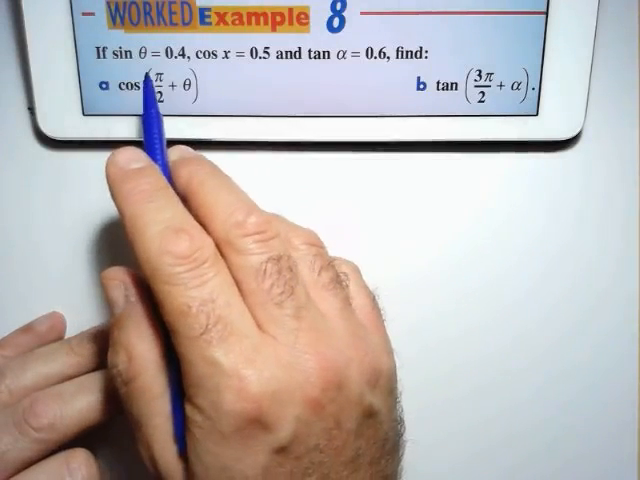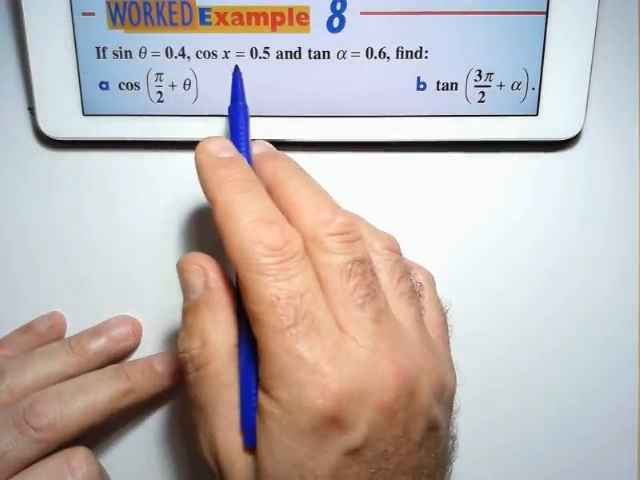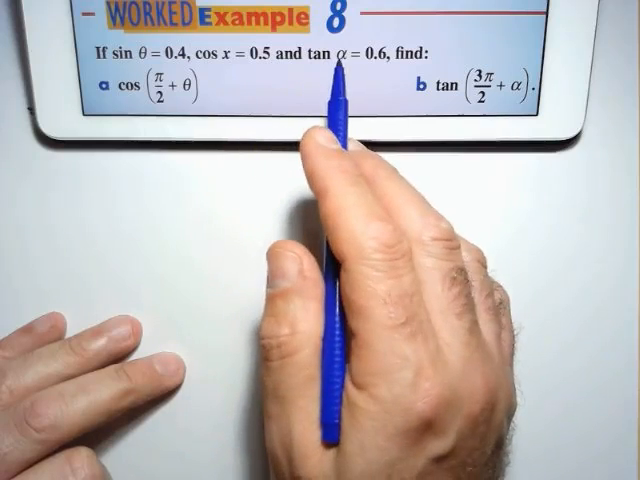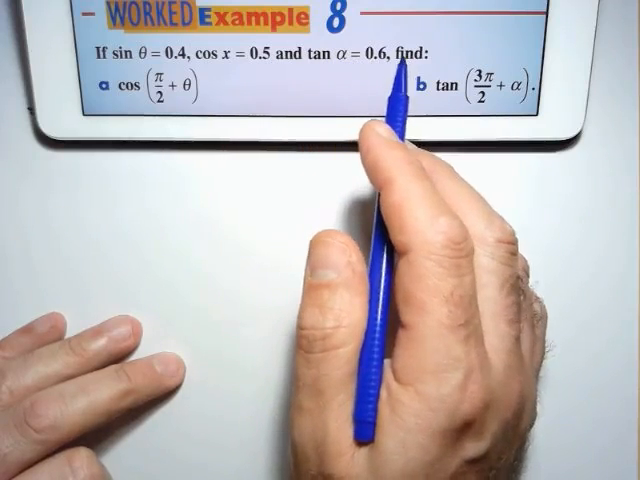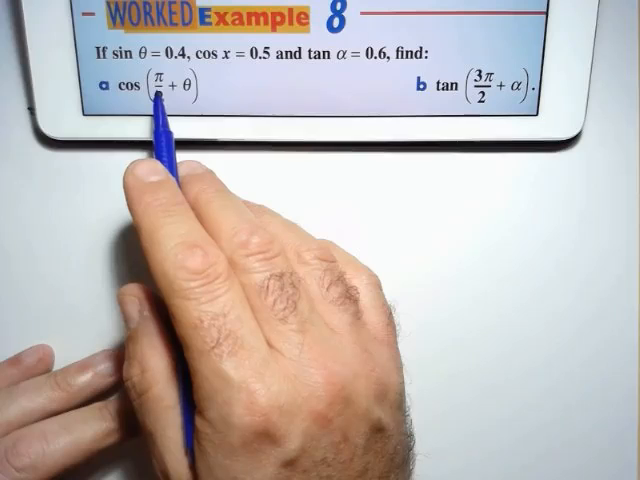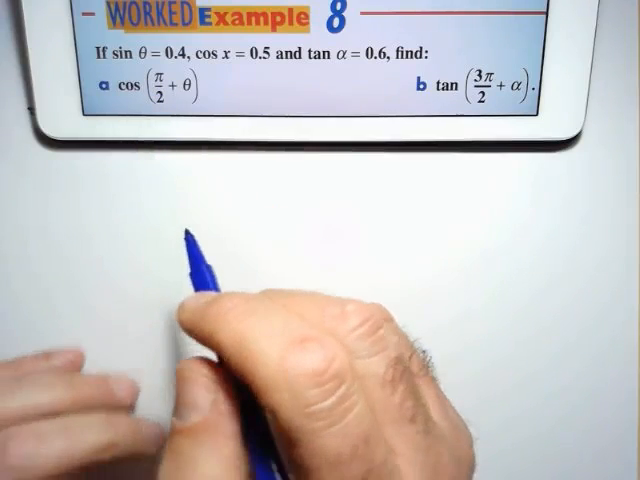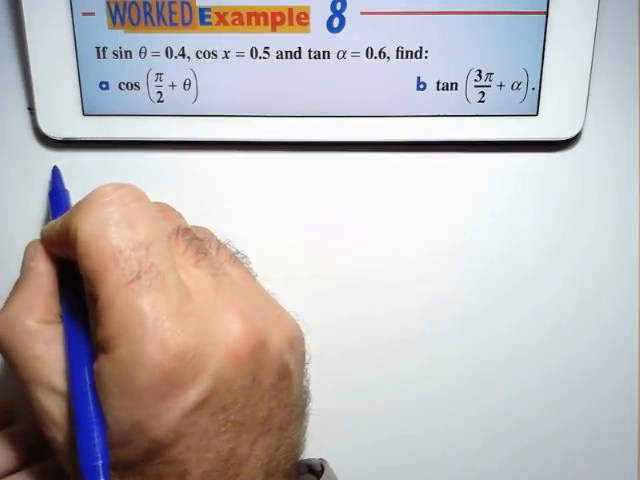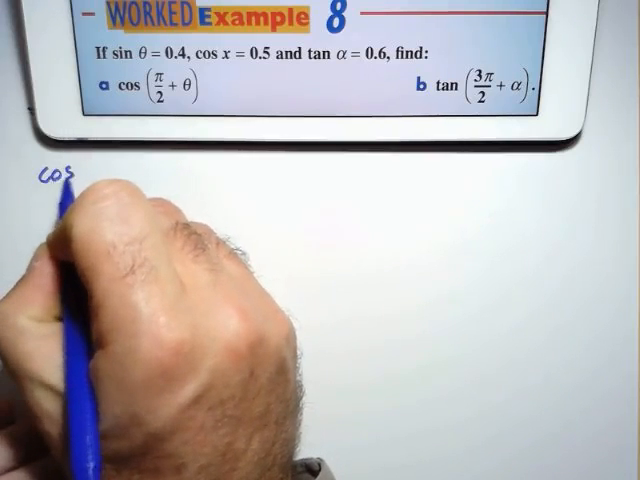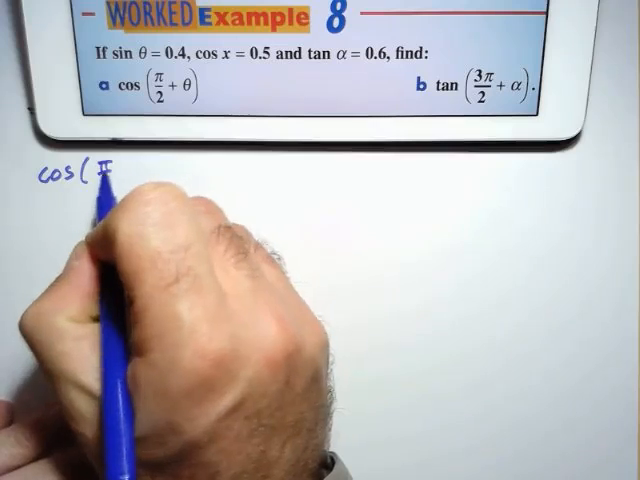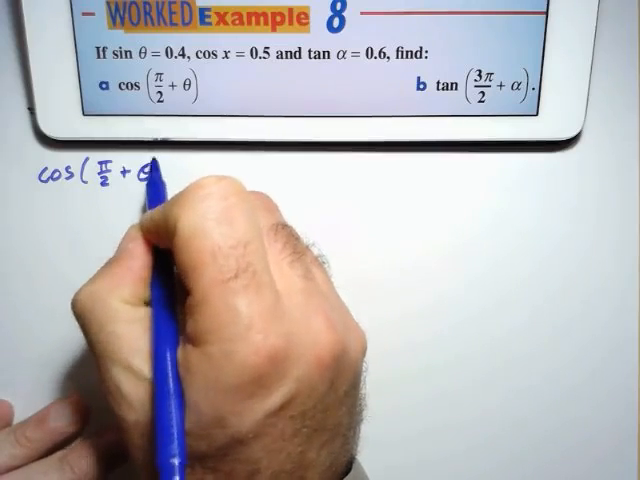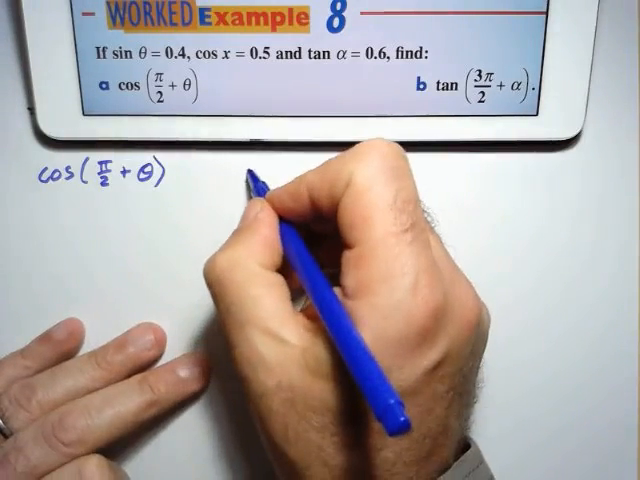If sine theta equals 0.4, cos x equals 0.5, and tan alpha equals 0.6, find the cos of pi divided by 2 plus theta. I'm going to start off with cos of pi over 2 plus theta. First thing I do is CAST.